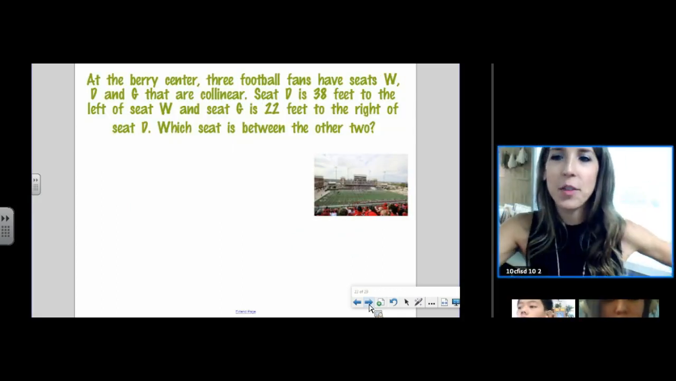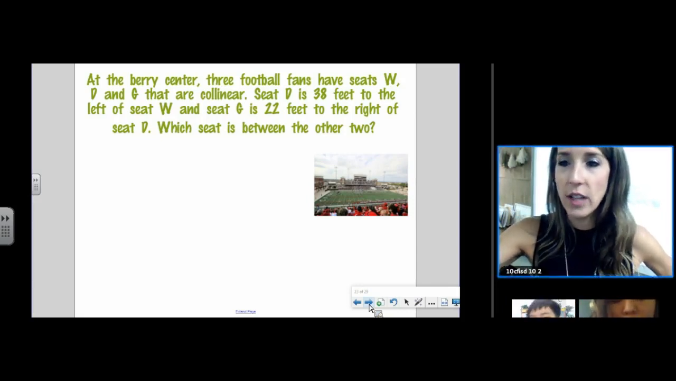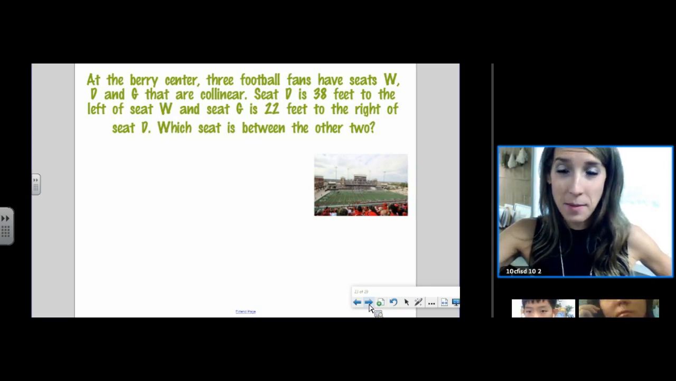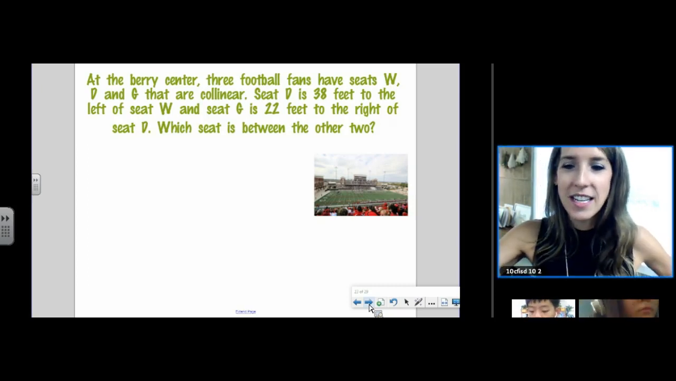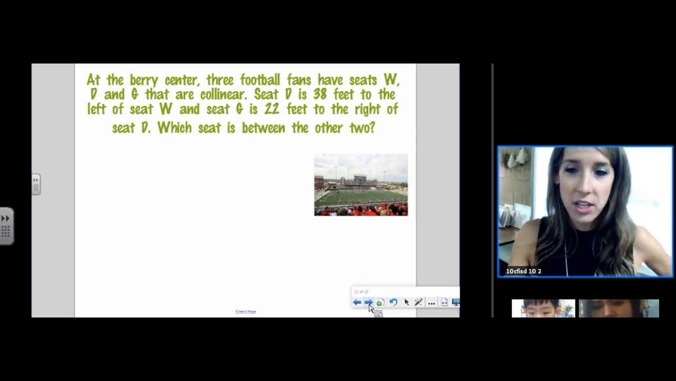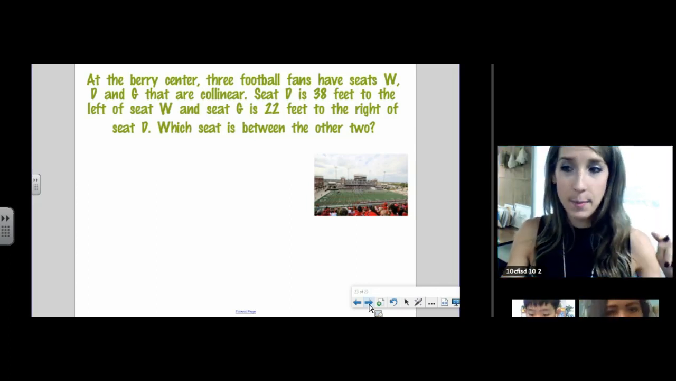Last problem of the day. At the Berry Center, 3 football fans have seats W, D, and G that are collinear. Seat D is 38 feet to the left of seat W, and seat G is 22 feet to the right of seat D. Whoa. Which seat is between the other 2? Draw a picture. Every student still in class, draw a picture. If you're watching the recorded lesson, pause me and draw your own picture.